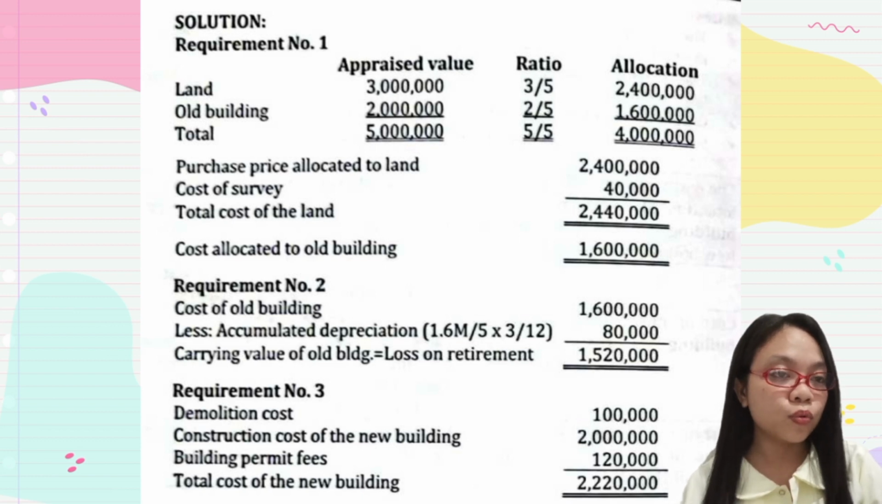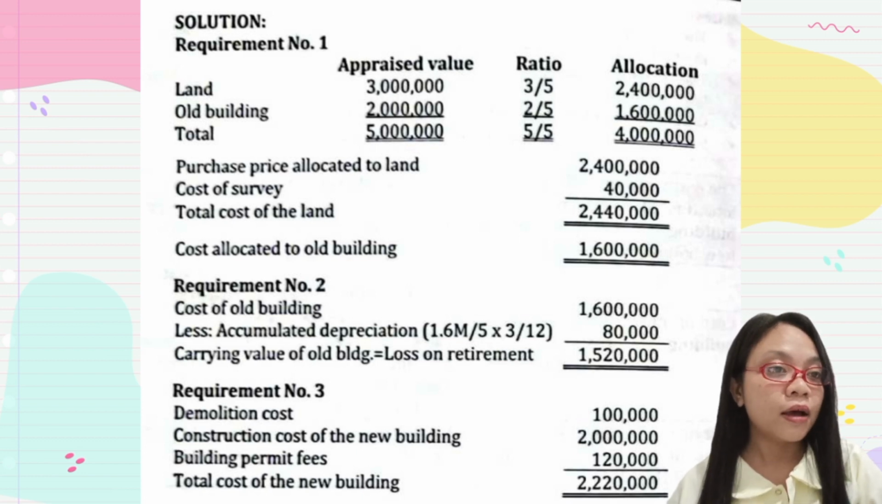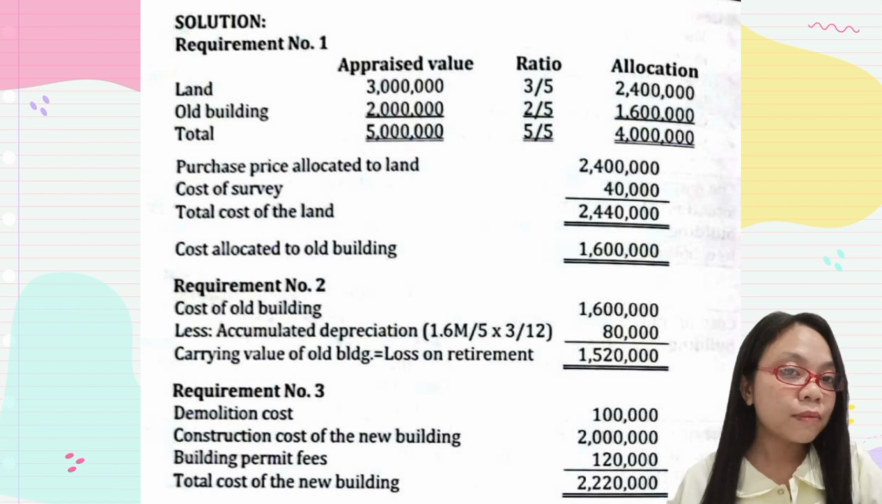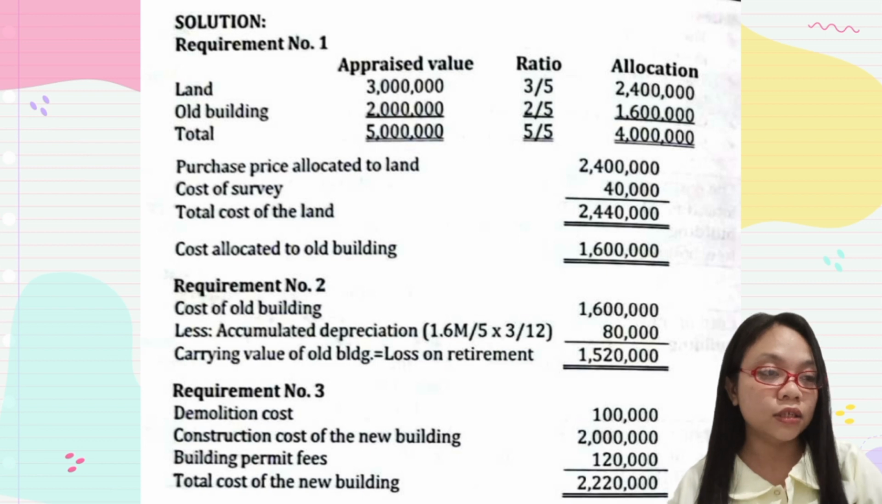For requirement number 2, we have loss on retirement of old building to be recorded in the profit or loss. Right? Because we are holding the new building as PPE. So, the carrying value of the old building will be charged to loss on retirement. So, let's find the value. We have the cost of old building allocated to the old building, which is 1,600,000. And then we deduct the accumulated depreciation.